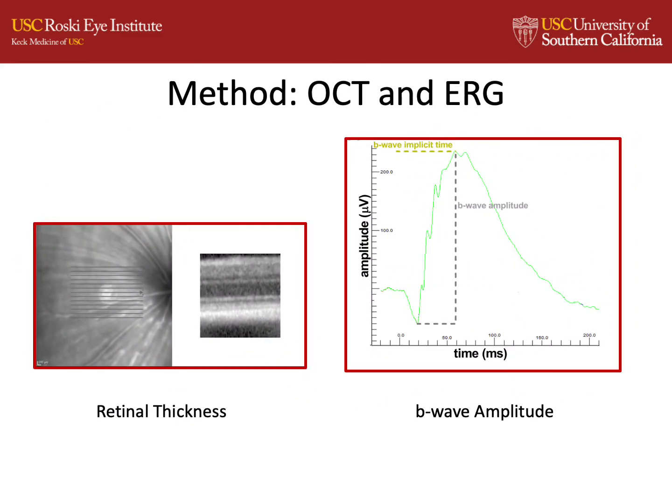The left panel here shows the location of the OCT raster scan temporal to the optic nerve head in a rat retina, and an example of one OCT image. The total retinal thickness was measured as the depth separation between the inner limiting membrane and RPE. The right panel is an example of an ERG waveform obtained in a rat retina. ERG B wave amplitude was determined from the waveform as shown.